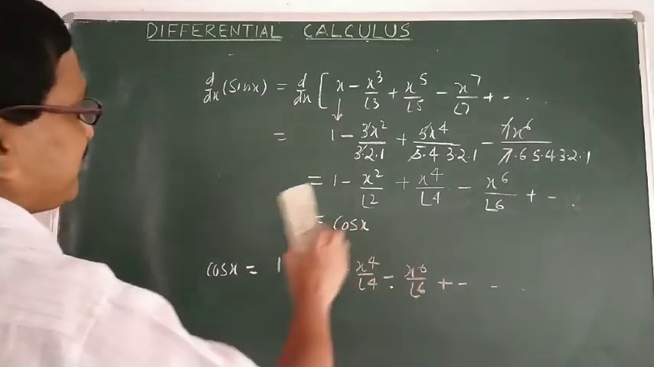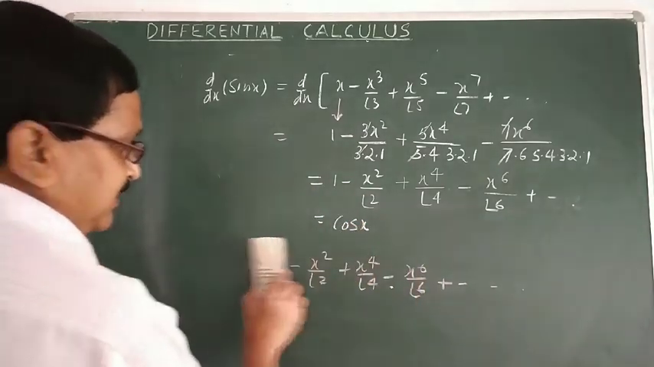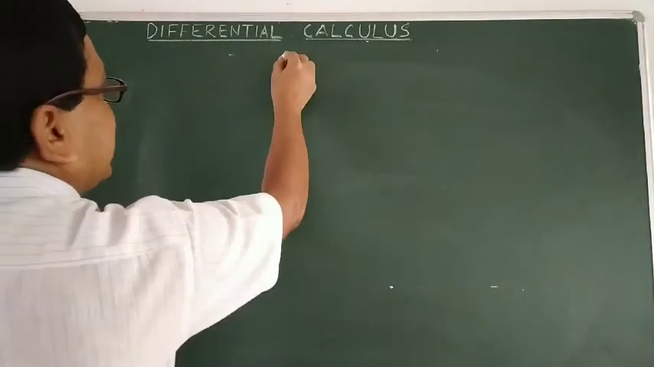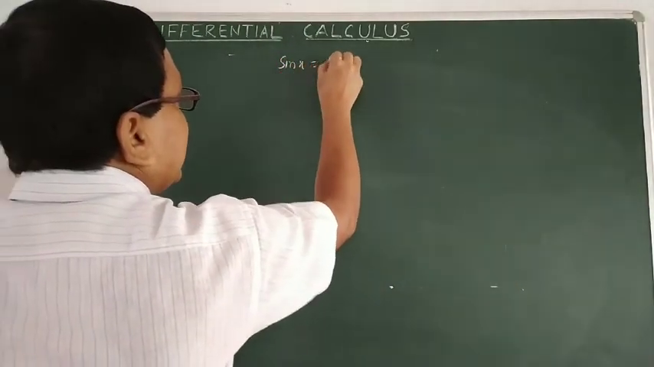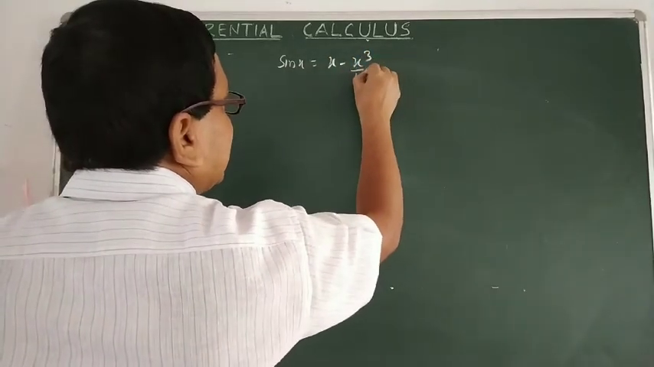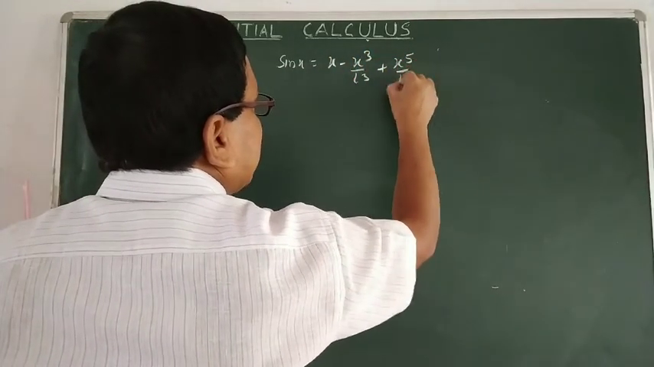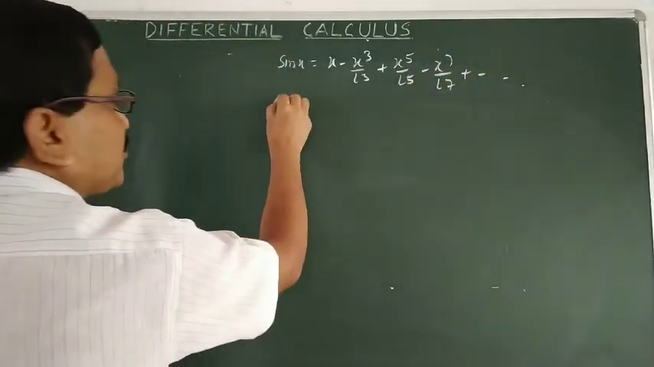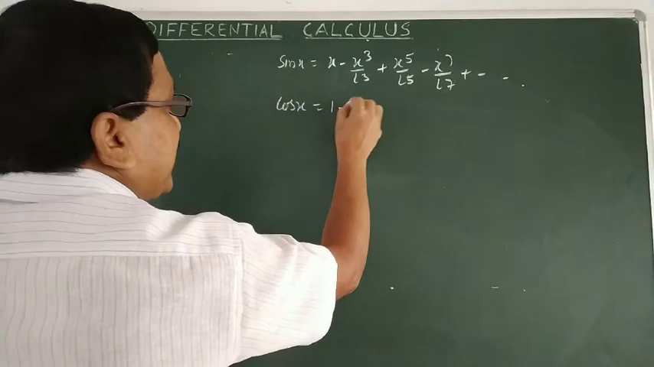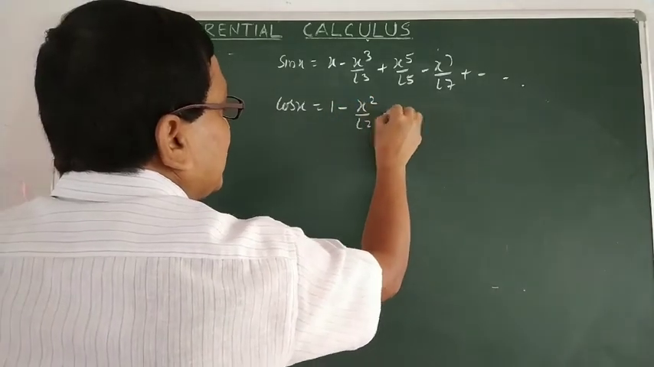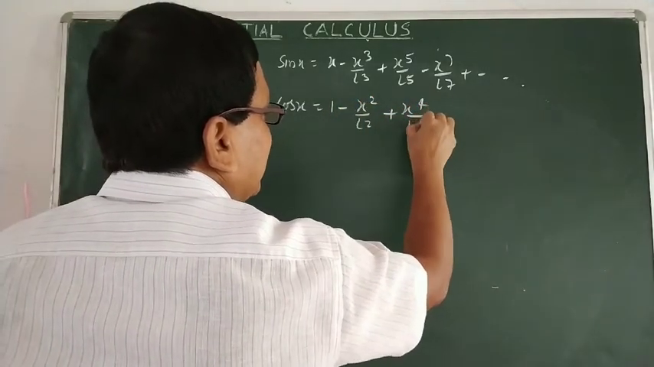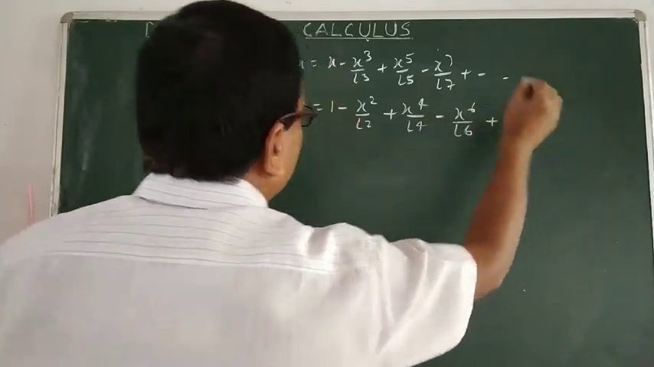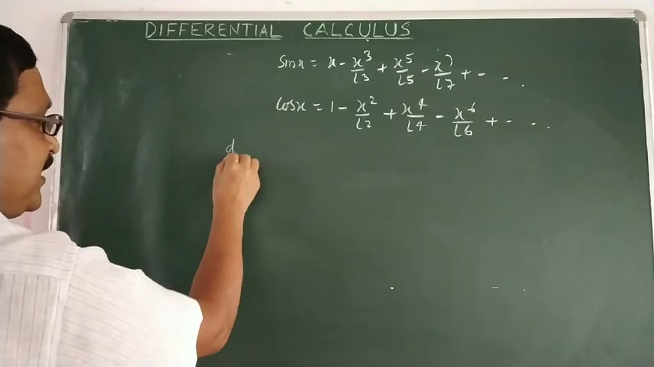Now we start the differentiation of cos x in the same fashion, same way. First of all, you must be knowing this. Sin x is equal to x minus x cube by factorial 3 plus x^5 by factorial 5 minus x^7 by factorial 7 and so on. Cos x is equal to 1 minus x square by factorial 2 plus x^4 by factorial 4 minus x^6 by factorial 6 and so on. Now to find d by dx of cos x.